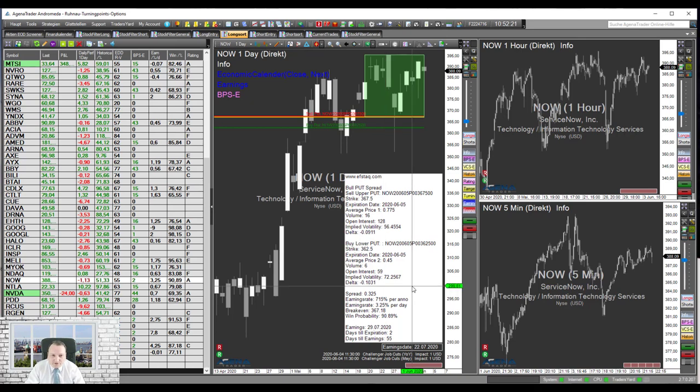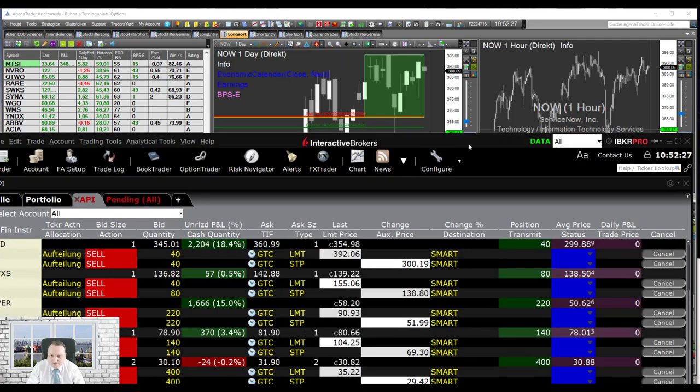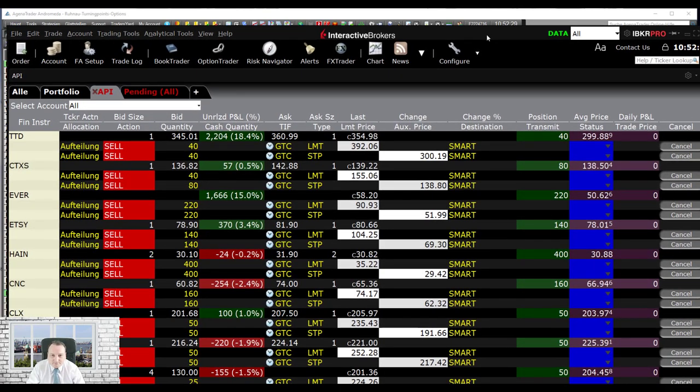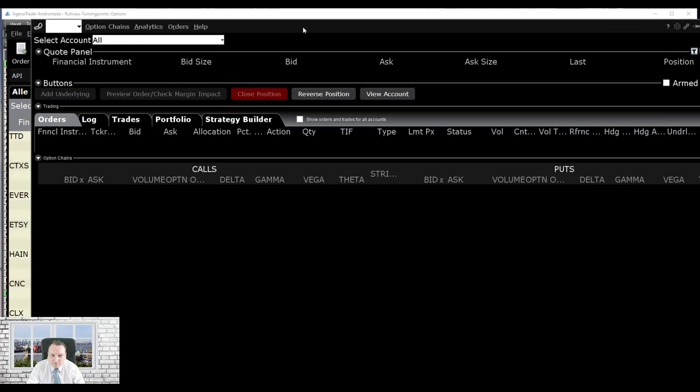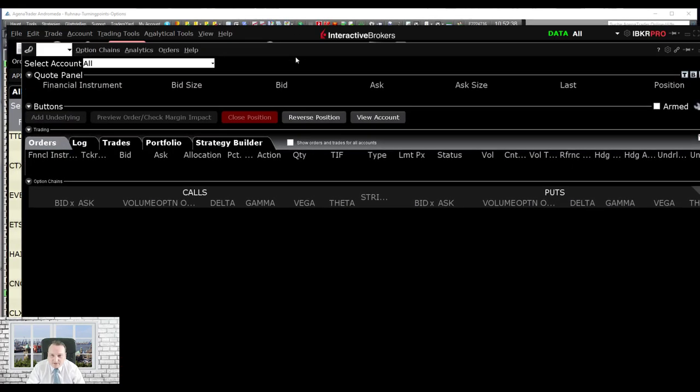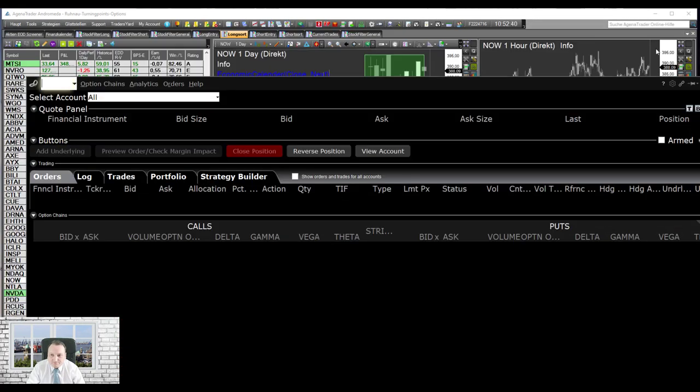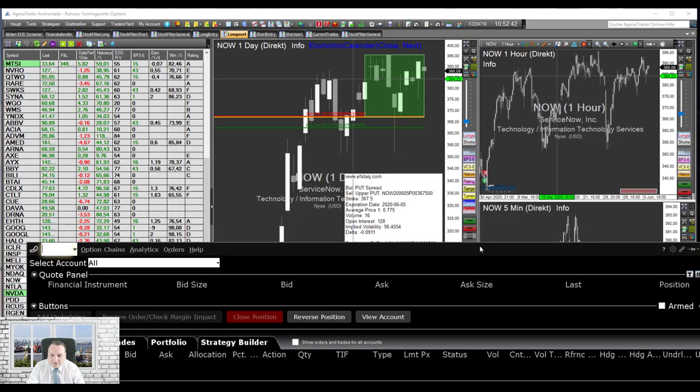How would you engage in a trade like this? So first of all, you need the TWS and open it, and there you have the options trader. Of course you have to have the live data for the options, otherwise it's not working. So let's have a look at what the system says.